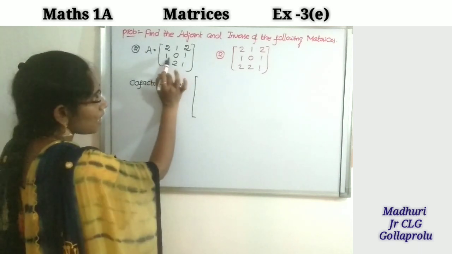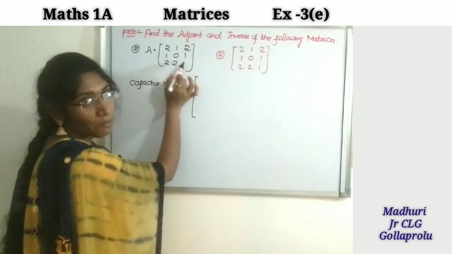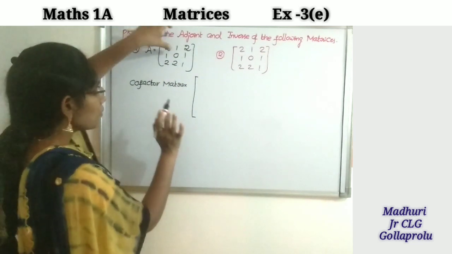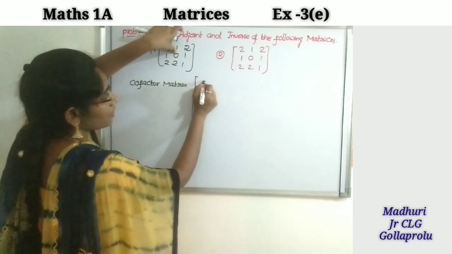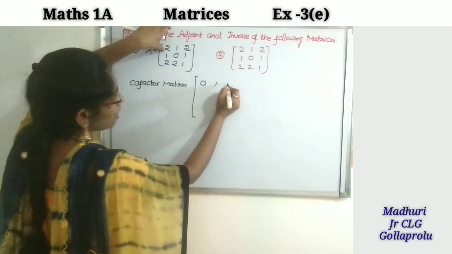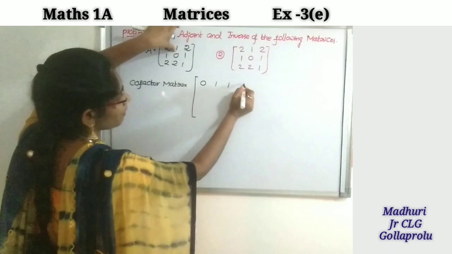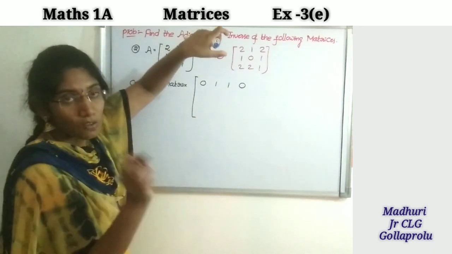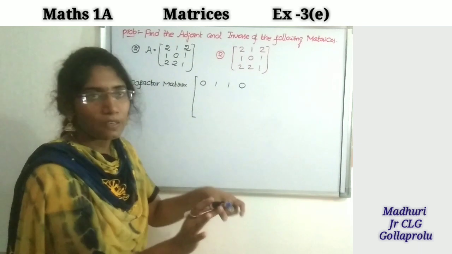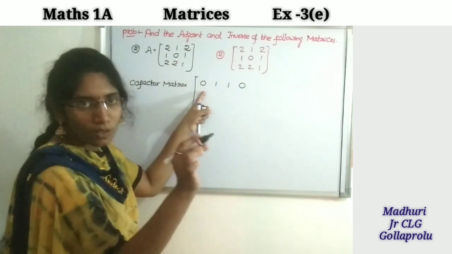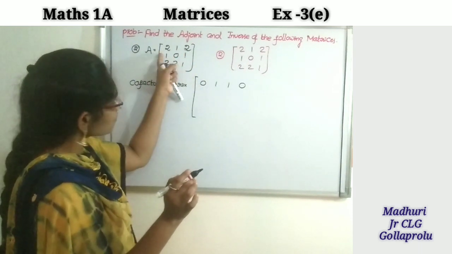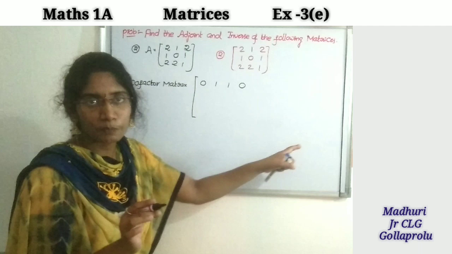First I take the second row elements. First I take the middle value 0, next the last value 1, next the first value 1, again the middle value. Understand? First I am taking the middle row values in this order: middle value, last value, first value, again middle value.